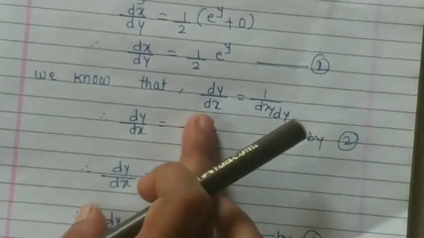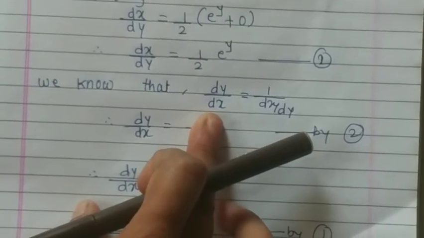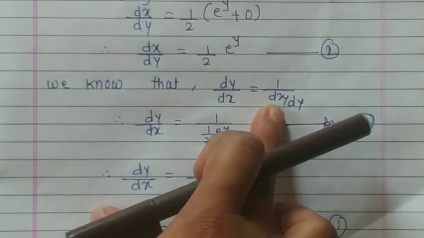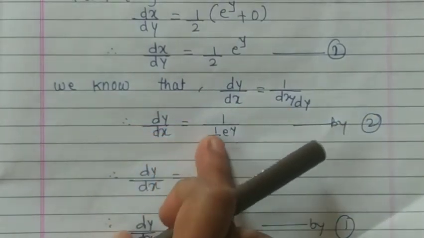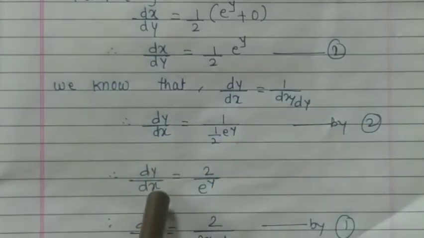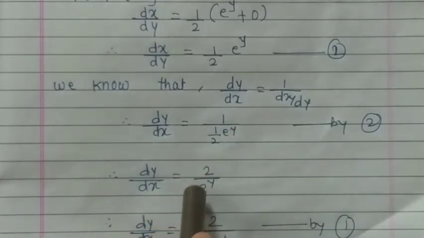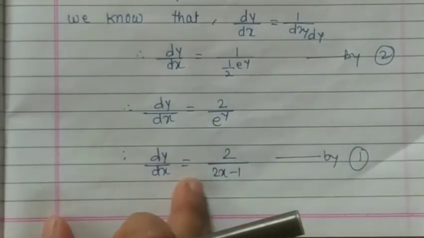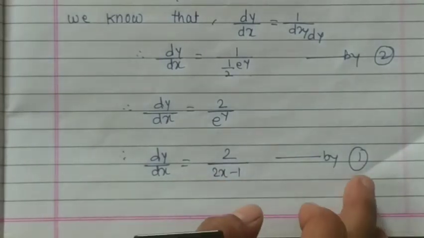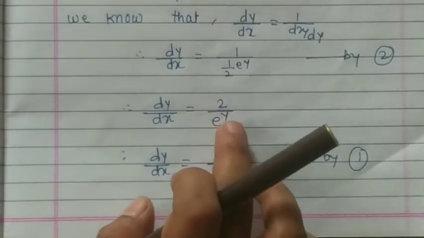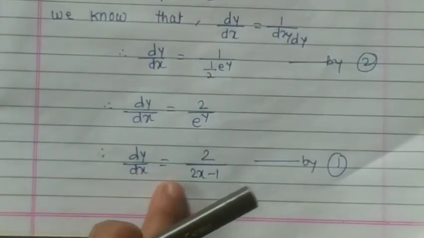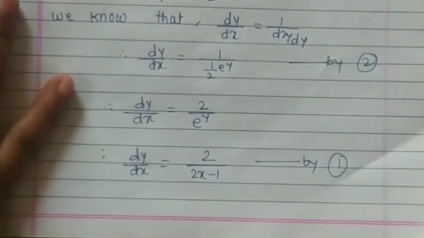We know that by the theorem on derivatives of inverse functions, dy by dx is equal to 1 upon dx by dy. Therefore dy by dx is equal to 1 upon 1 by 2 into e raised to y. By equation 2, therefore dy by dx is equal to 2 divided by e raised to y. By equation 1, replace e raised to y with 2x minus 1. Therefore dy by dx is equal to 2 divided by 2x minus 1. So the answer is dy by dx is equal to 2 divided by 2x minus 1.